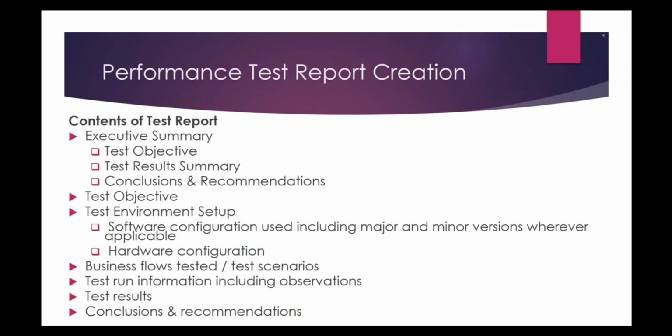The test result report should contain executive summary, test objective, test results summary, conclusions and recommendations, test environment setup, software configuration used including major and minor versions wherever applicable, hardware configuration, business flows or test scenarios tested, test run information including observations, test results in tabular format and their relevant graphs, conclusion and recommendations.